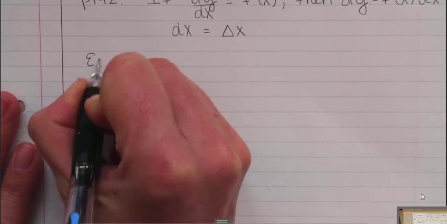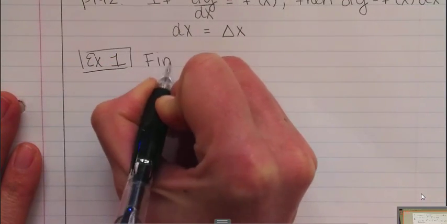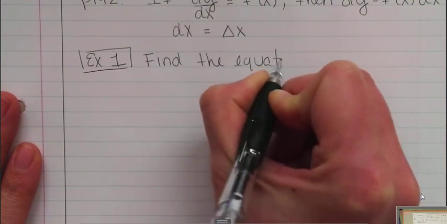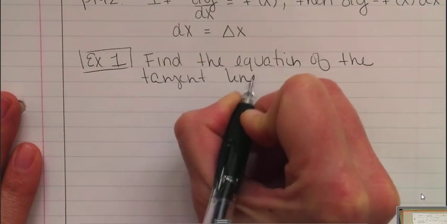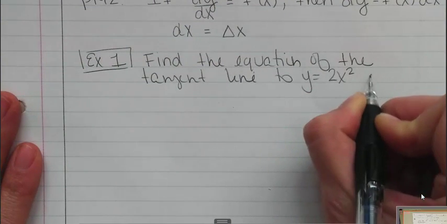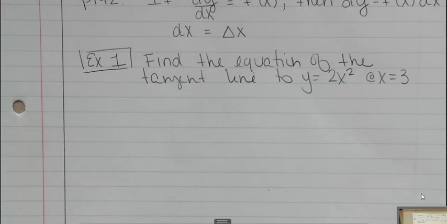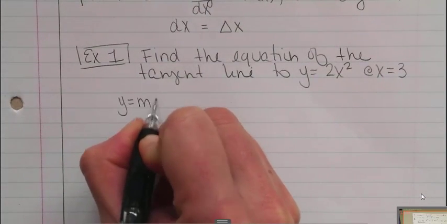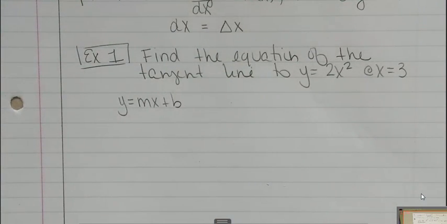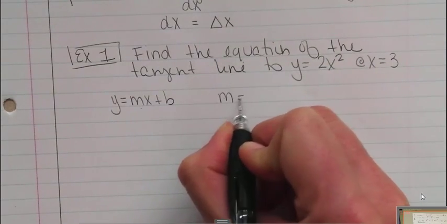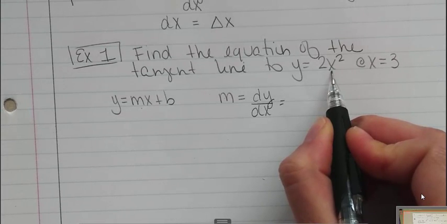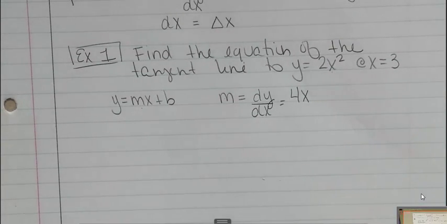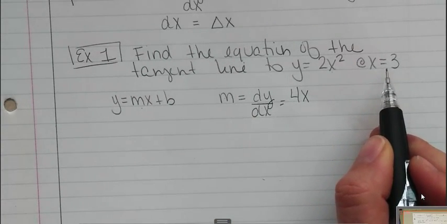So let's start with: find the equation of the tangent line to y equals 2x squared at x equals 3. So we want the equation of the tangent line, so we're always going to use either y equals mx plus b, or maybe you want to use your point-slope form. We need our slope, right? So our slope here is going to come from the derivative of y with respect to x, and the derivative of y with respect to x would just be 4x. But what is the slope at x equals 3?